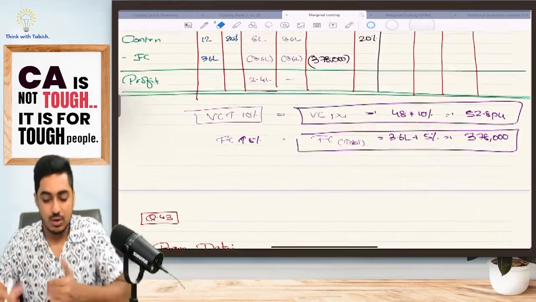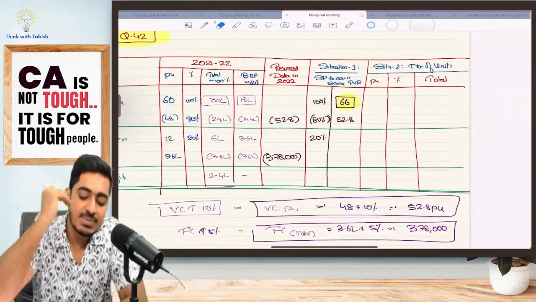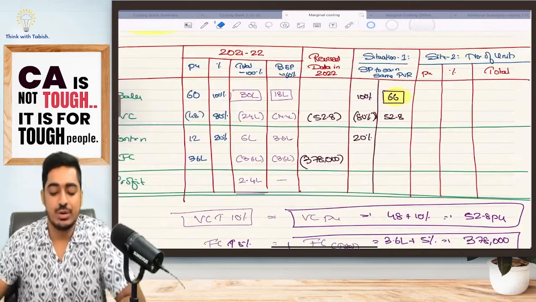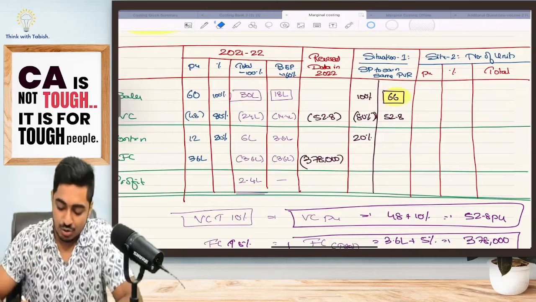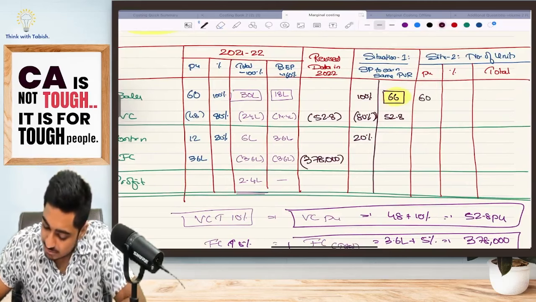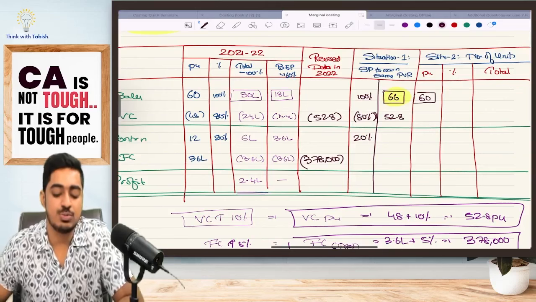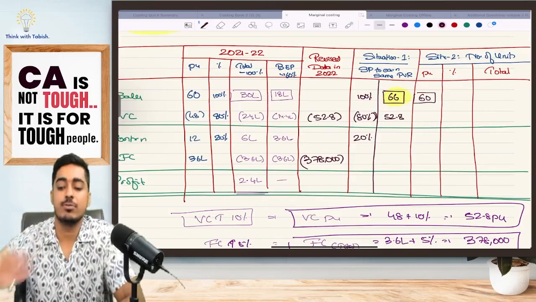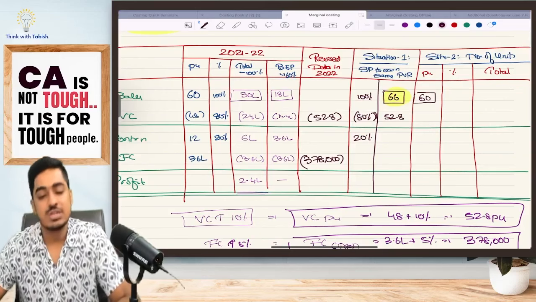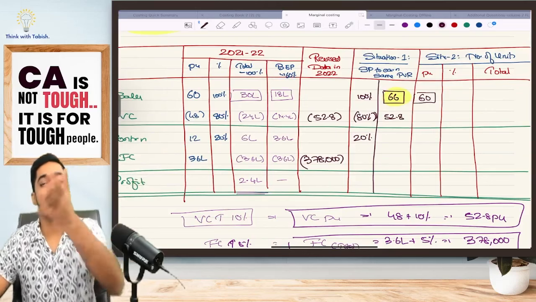Simple, that's all. Now, what is the second situation? Assuming the same selling price of 60 per unit in 22-23. They are telling that, no boss, we cannot increase the selling price. We will keep the selling price at 60 only. Find out the number of units to be produced and sold to earn the same profit. They are telling, okay, the selling price will be 60 only, boss, but I want last year's profit only. For that, how many units should I sell?